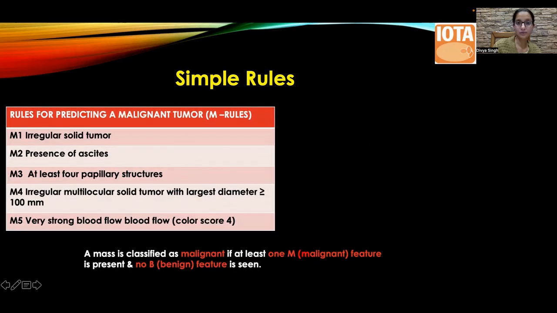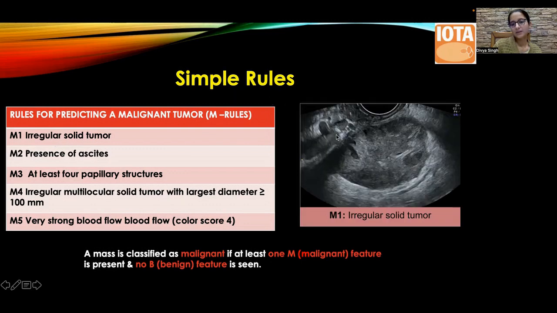Now coming to the M rules, or the features which make us think in terms of malignancy. If you see any one feature in an adnexal mass in the absence of B features, then you can confidently term the lesion as being malignant. So first is M1, that is irregular solid tumor. As you can see here, this is an adnexal mass. It is solid, though it has some cystic areas, but the solid component comprises more than 80% of this lesion. So this is a solid lesion.